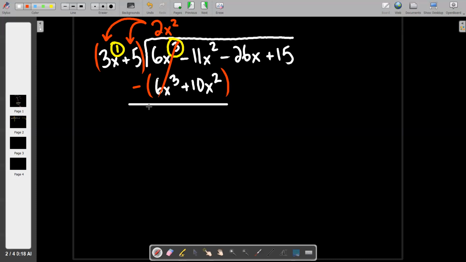So for my x squared column, I have negative 11x squared minus 10x squared. What is that? That is negative 21x squared. It's going to ruin your own week if you say something asinine there like negative 1x squared. Right? Don't get in your own way. And then I'm going to drop down my minus 26x and the algorithm starts over.